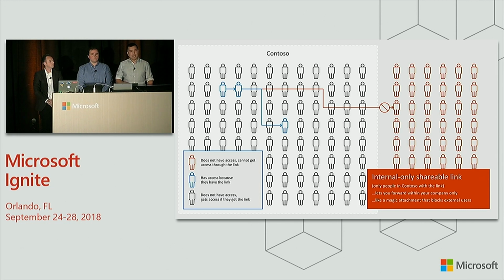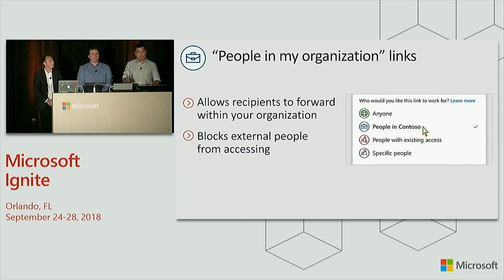It's a really easy way to share things freely and openly inside your company without worrying about any kind of accidental leakage outside. People in my organization links allow your recipients to forward freely within your organization. They block external people from accessing it. And most importantly, this is not the same as just opening it up for everyone in the company to find it. This is still a secret key that you pass around from person to person.